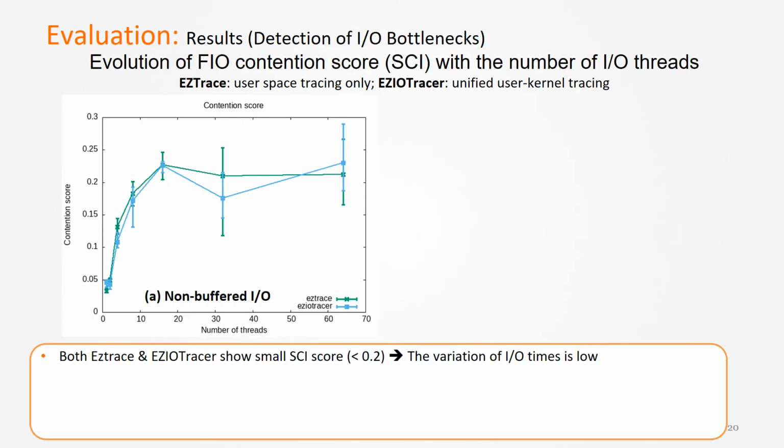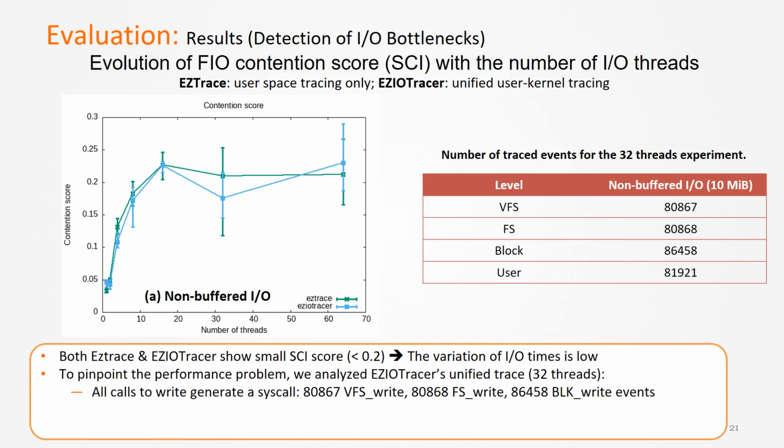First, I will discuss results for the first goal, which is the detection of I/O bottlenecks. We remember here that, to do this, we compute the contention score SCI. For non-buffered I/Os, in the figure we show that both EZIOTrace and EZIOTracer have a small SCI score, less than 0.2, whatever the number of threads. This means that the variation of I/O times is low.